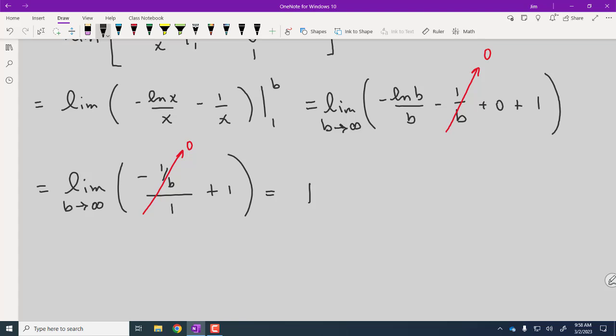So therefore, we have convergence. So therefore, the improper integral converges. We get 1.